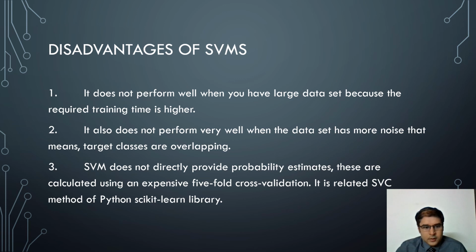And support vector machine does not directly provide probability estimates. That means they don't provide probability estimates for the target output, and they have to be calculated using an expensive five-fold cross validation, and it is done using a method of the Python scikit-learn library, which is computationally costly. So this is a disadvantage of support vector machine.